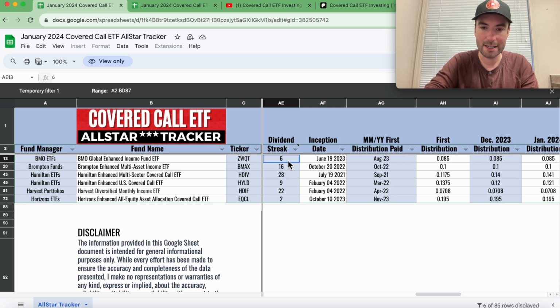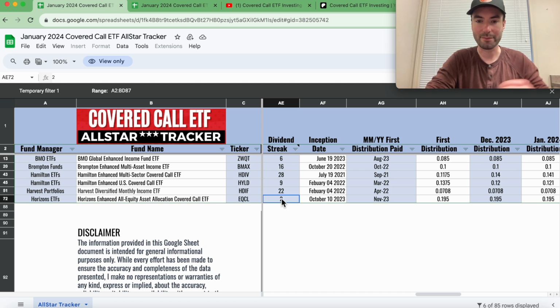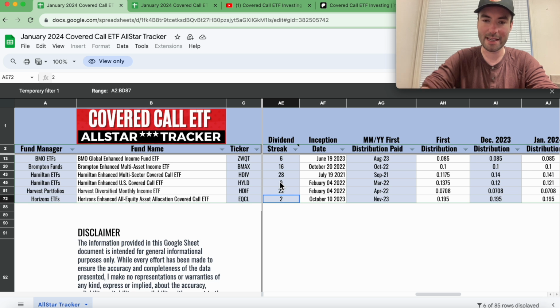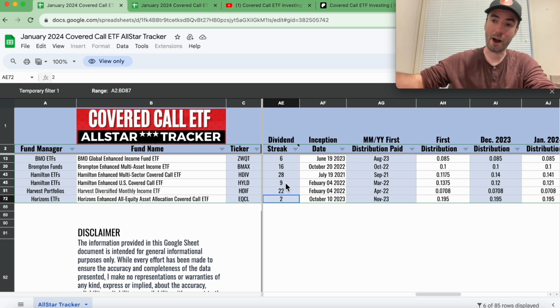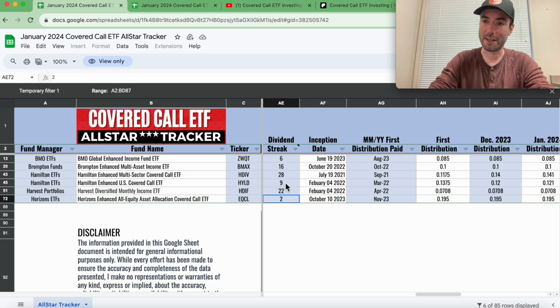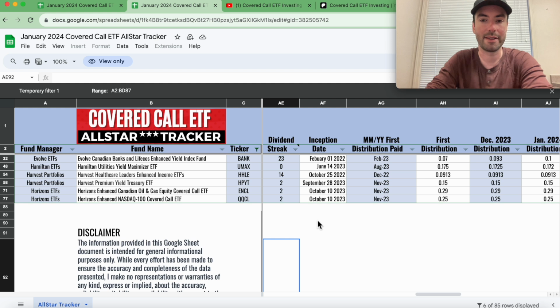ZWQT, I believe it's been the same, no drop. EQCL has only been around for a couple months. And even HYLD, it had that drop back in, I want to say, April of 2023. Ever since then, it's been steady. And as of January of 2024, it's raised its distribution. So for the most part, the all-in-ones have been pretty steady. Let's check out the sector funds.